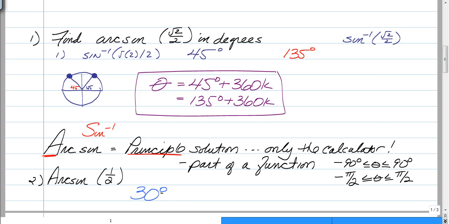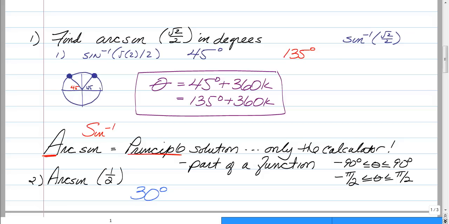That's it. You are done. No plus 360K, no finding another angle. A capital letter is less work. You just use the calculator. It is just the principal value. All right? So that's it on the difference between big arc and little arc.